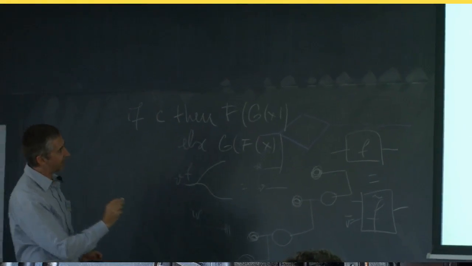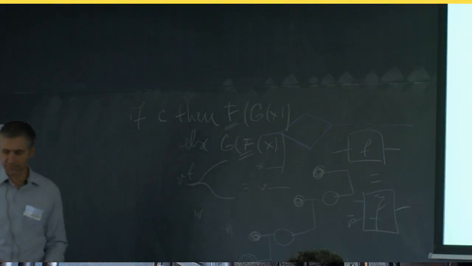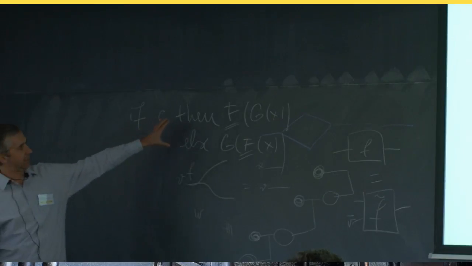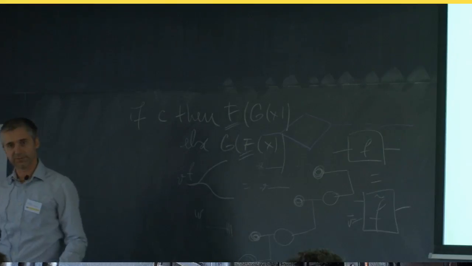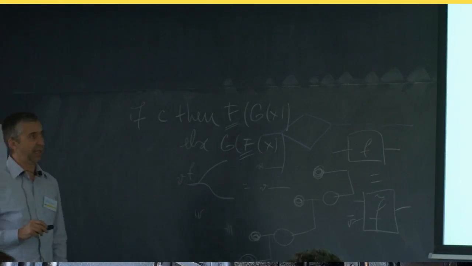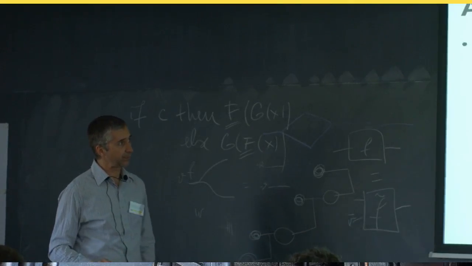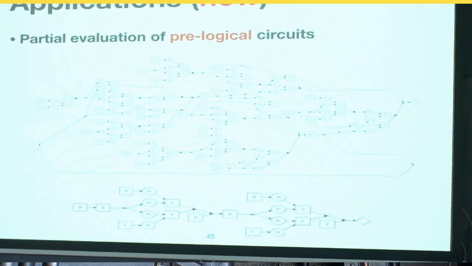But it's a clever interpretation, a clever implementation, because if you just follow a syntactic translation of this into a circuit, you would need 2 copies of F and 2 copies of G. Whereas here, you can get by with just 1 copy of F and 1 copy of G. And finally, you can apply the same techniques to pre-logical circuits.